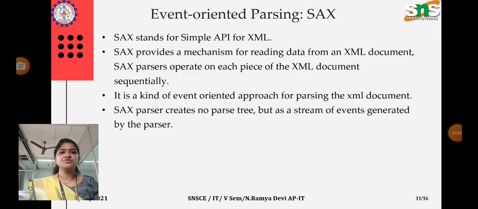Next is event-oriented parsing called SAX. SAX stands for Simple API for XML. SAX provides a mechanism for reading data from an XML document. SAX parsers operate on each piece of the XML document sequentially, so it is an event-oriented approach for parsing the XML document. A SAX parser creates no parse tree, but a stream of events is generated by the parser.